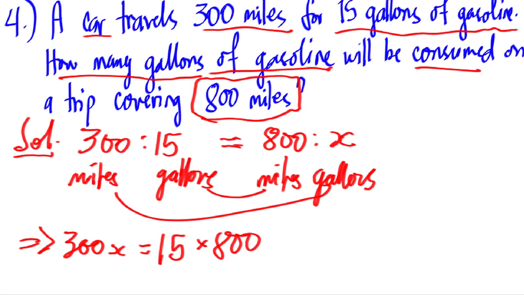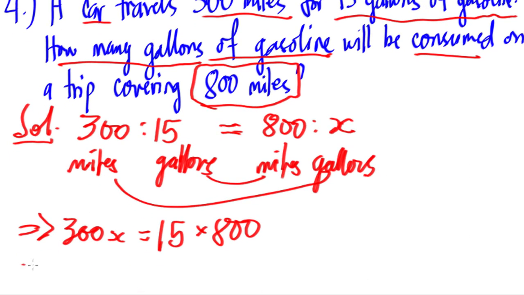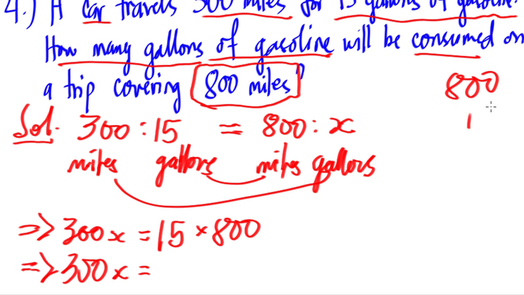Let's have some space here. So 300x, we cannot do anything about that for now, so let's just write 300x. Now what is 15 times 800? Let's try to solve that. 5 times 15. We just need to put two zeros here, right? So 8, 9, 0, 9,000. Am I right with that? 9,000.